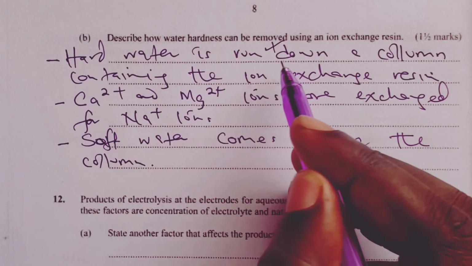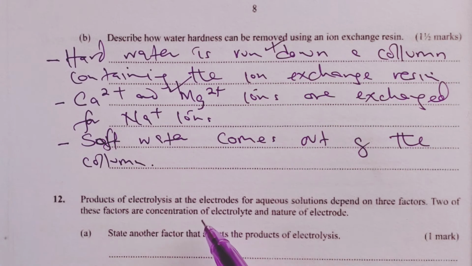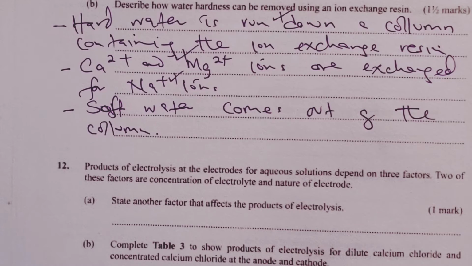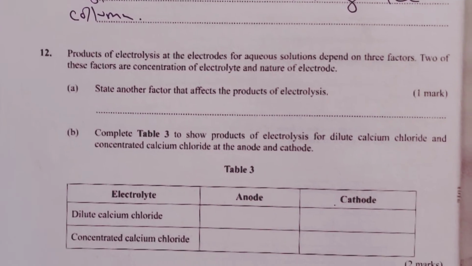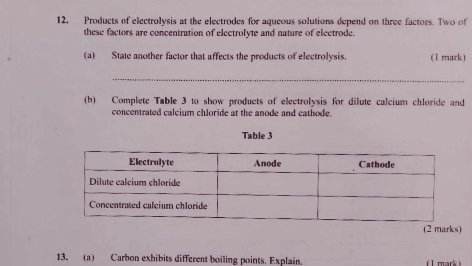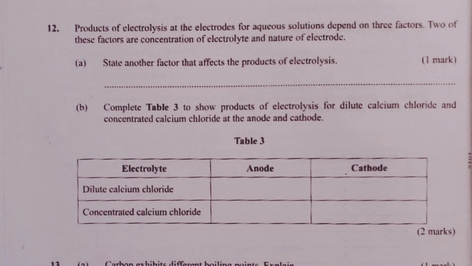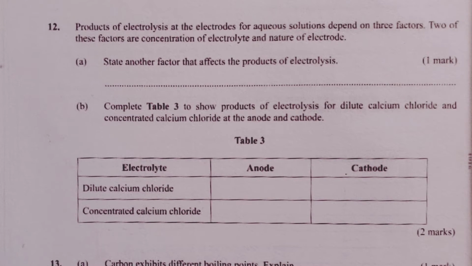So a half a mark for running down, a half a mark for mentioning the ions responsible for water hardness, and a half a mark for the ion that is normally exchanged for those responsible for hardness. We proceed to question number 12. Question 12 tested us on the understanding of electrochemistry 2, discussed in Form 4.